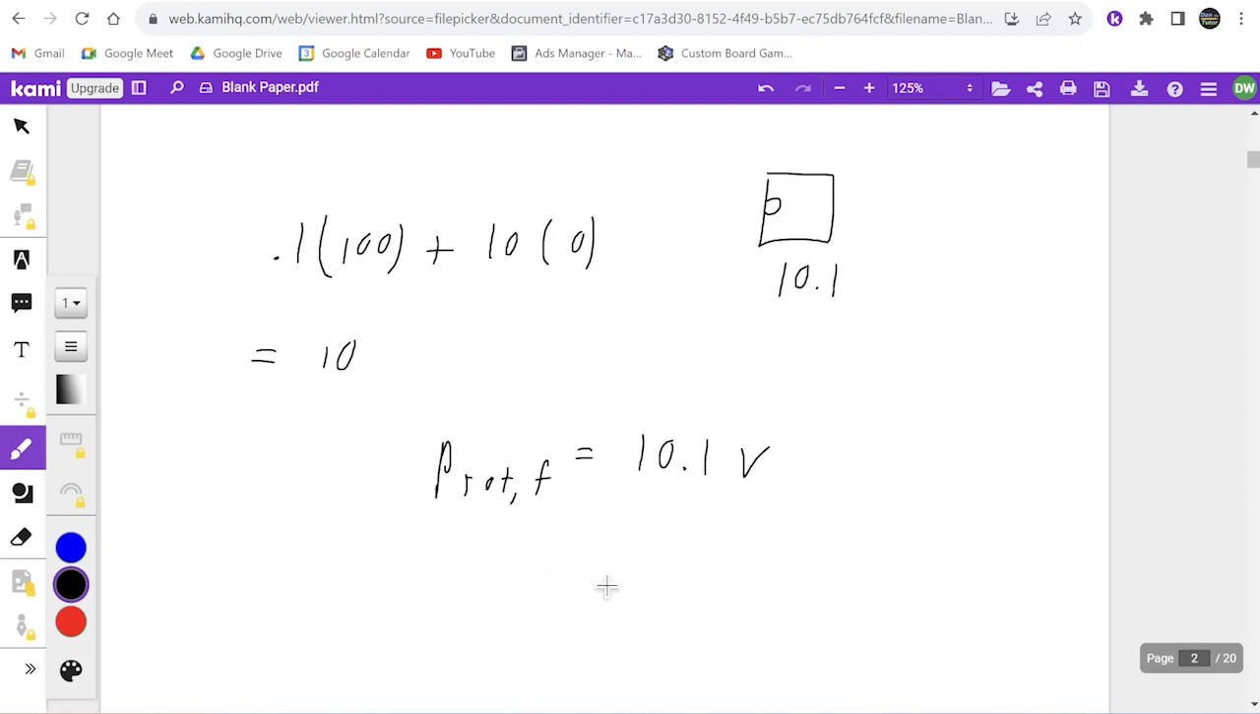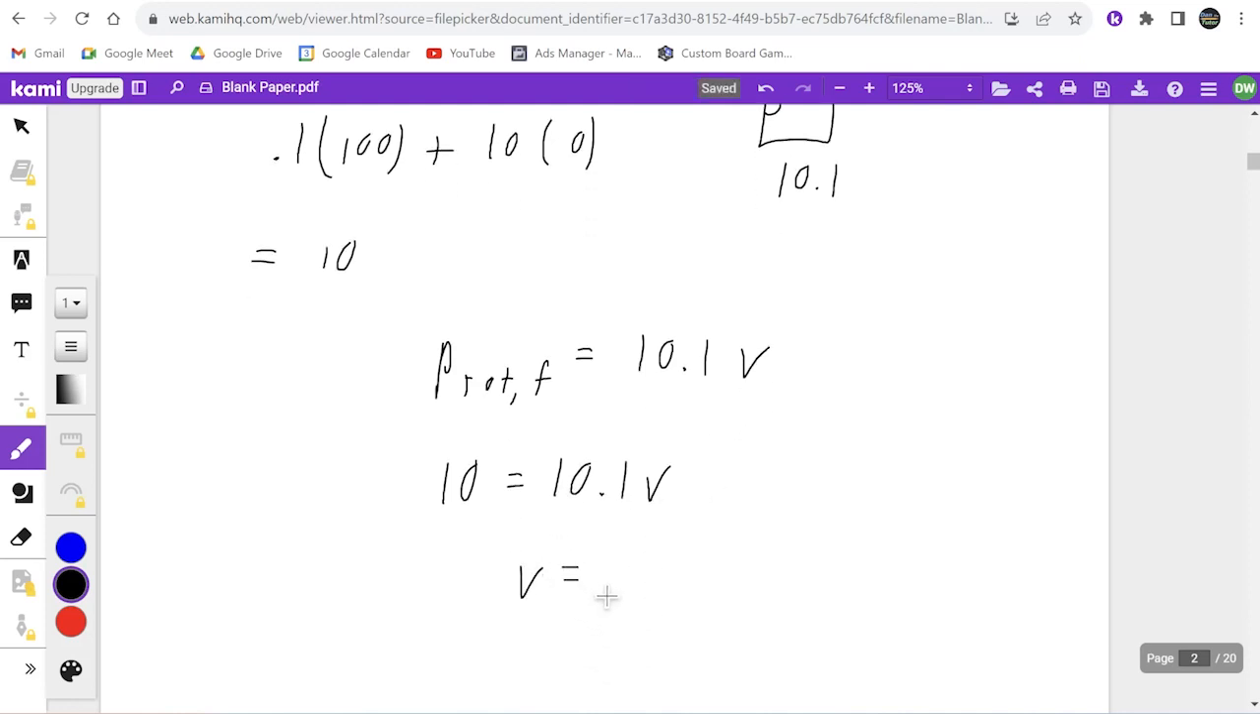So now I'm just going to set these two things equal to each other. 10 equals 10.1 V. Divide both sides by 10.1, and I will get V equals 0.99 meters per second. And it's positive because it's to the right, which makes sense. Any questions on that one?